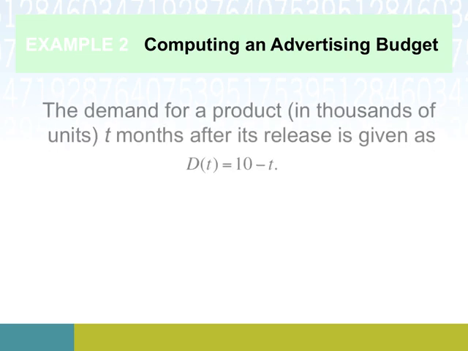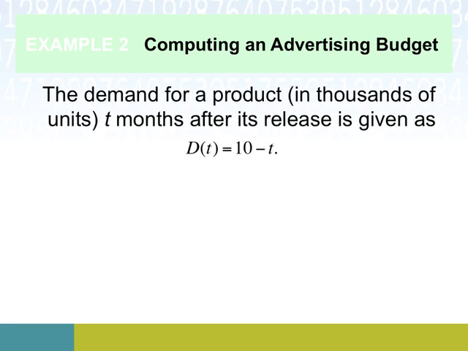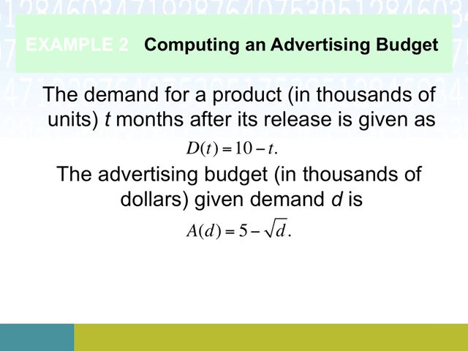Okay, so to get to an example that's more in line with our business and economics goals here, we've got one that you'll have to bear with me on, just keep a little track of. So we've got demand for a product, and instead of being in terms of its price, we've got demand in terms of time. So this is how many units will be sold T months after its release. And then advertising budget, which on the surface seems unrelated, but it's in terms of demand.